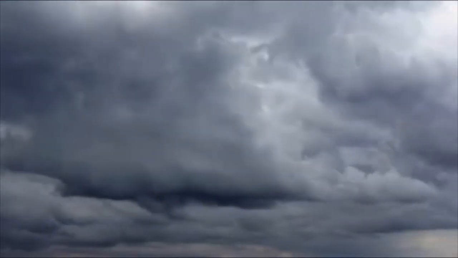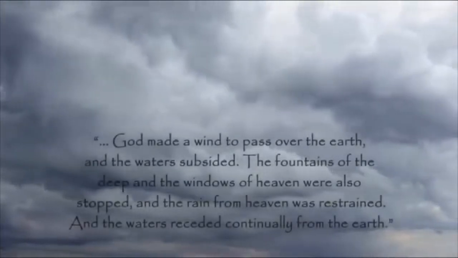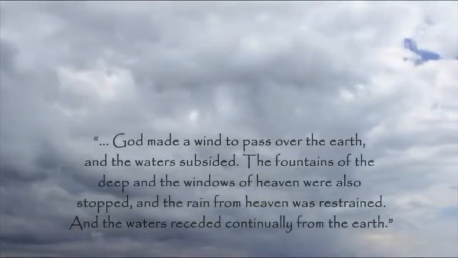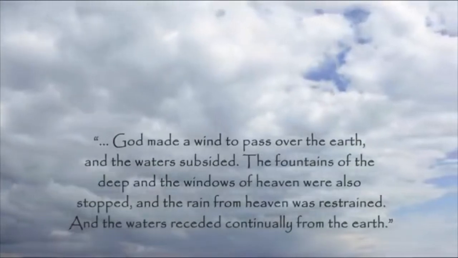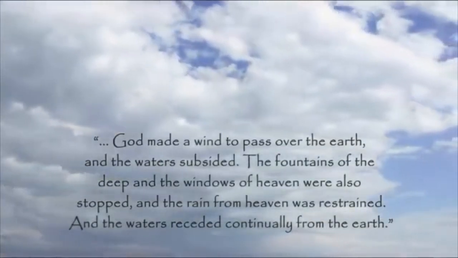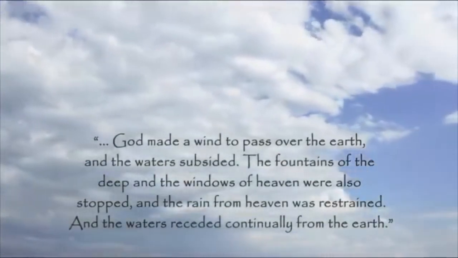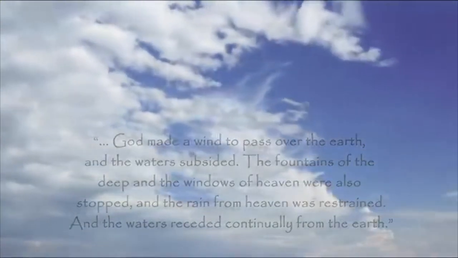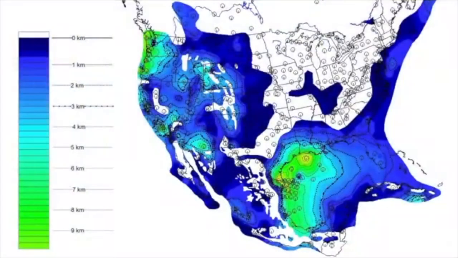The Bible records that on the 150th day of the flood, God made a wind to pass over the earth. The water started to recede. The fountains of the deep and the windows of heaven were stopped, and the rain from heaven was restrained. Now enters the final megasequence, the Tejas.